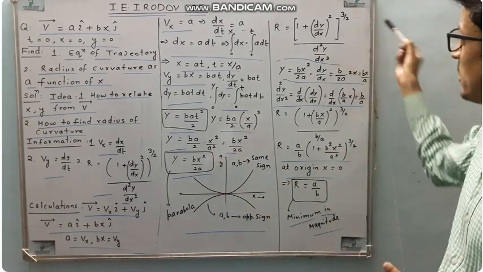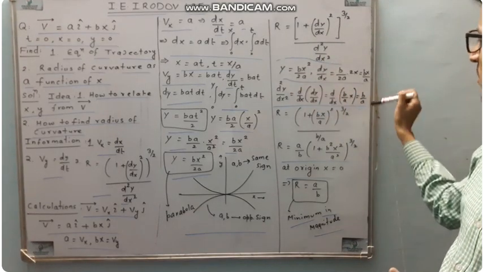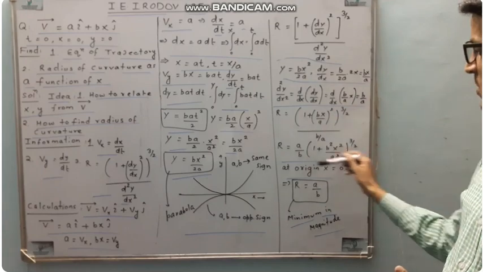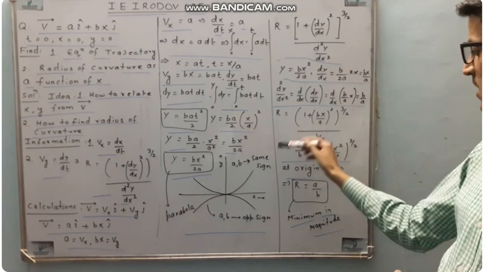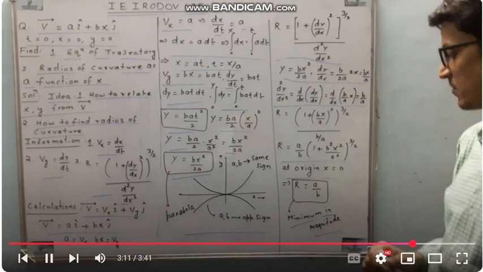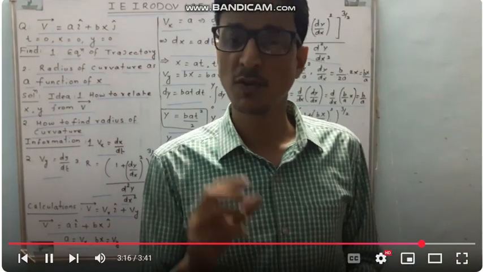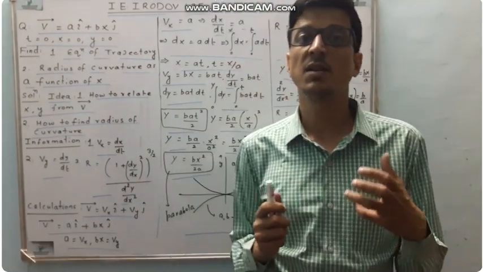Now talking about the radius of curvature, y is this, so dy by dx is bx by a and d square y by dx square is b by a. So substituting the values, we have this as the radius of curvature. At origin x is 0, so radius is equal to a by b, radius of curvature, which is minimum in magnitude. So you have seen that when you solve a problem, certain steps are being followed.